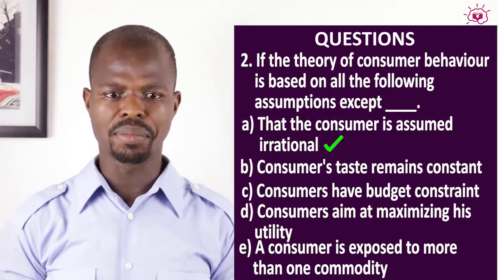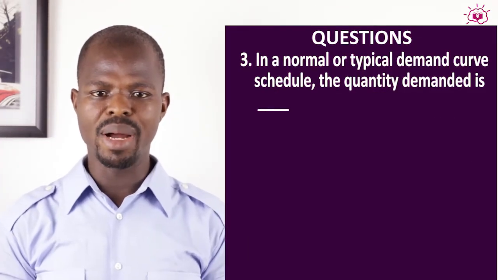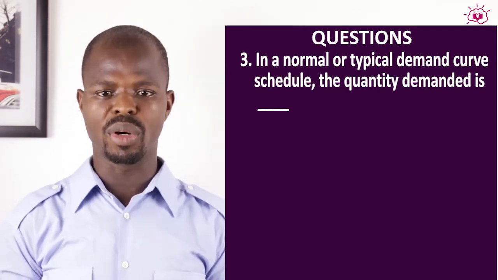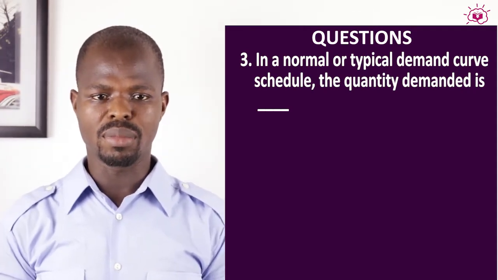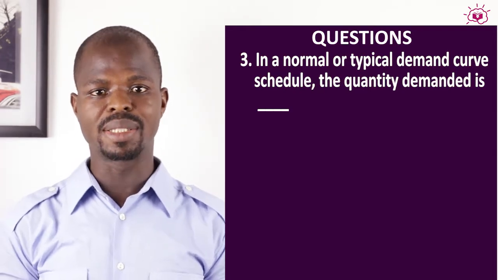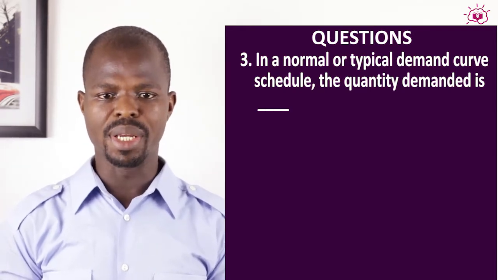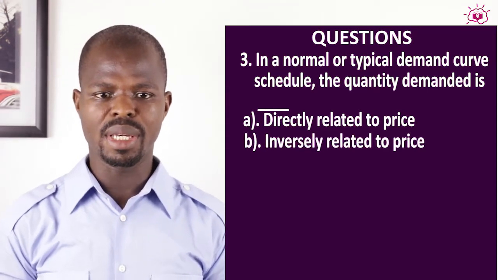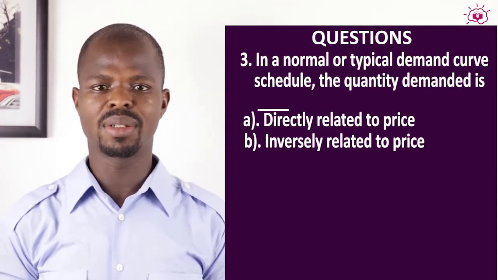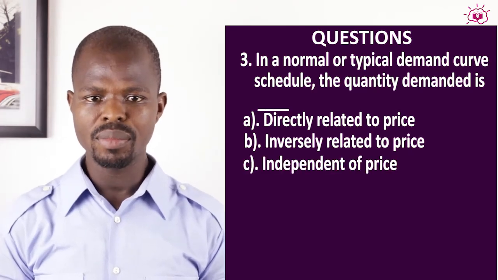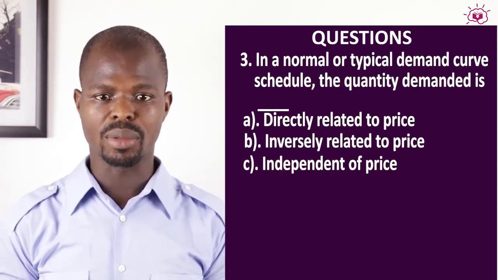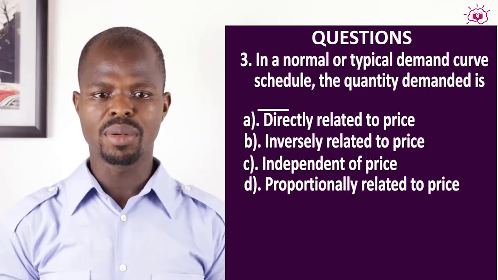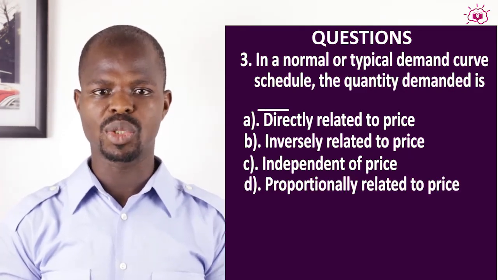Let's go to question 3. In a normal or typical demand curve schedule, the quantity demanded is dash. Option A, directly related to price. Option B, inversely related to price. Option C, independent of price. And option D, proportionally related to price.